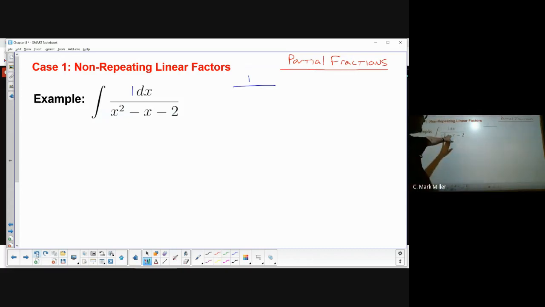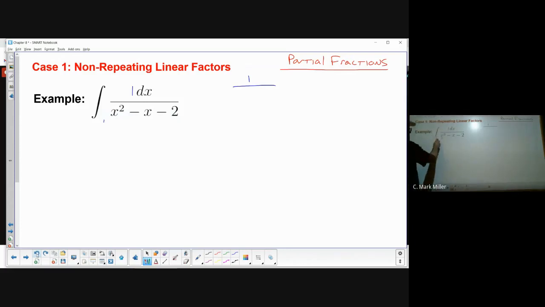Now, is this an irreducible quadratic factor? Well, if you're scratching your head, just do the discriminant, b squared minus 4ac. B squared is minus 1 squared, which is 1, minus 4 times a, which is 1, times c, which is minus 2. So 4 times a times c is minus 8. So 1 minus a minus 8 is positive 9. That is positive. So this factors into linear factors.